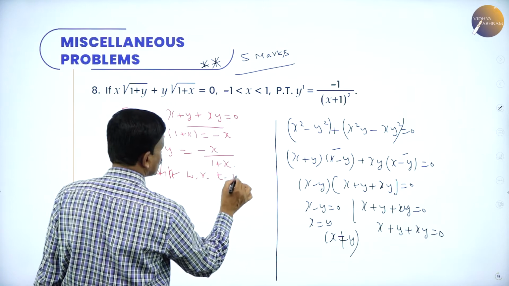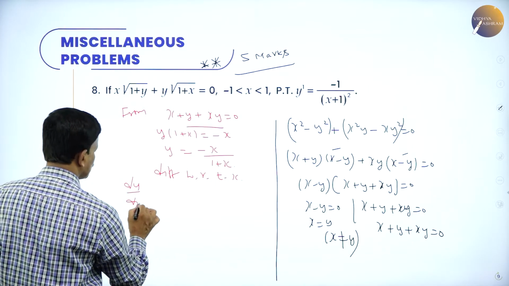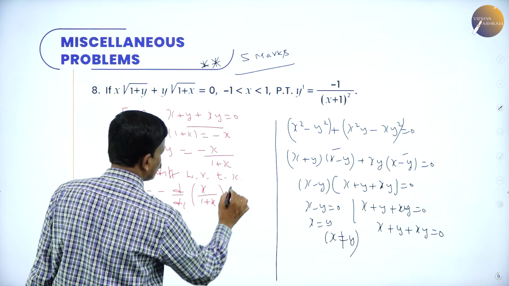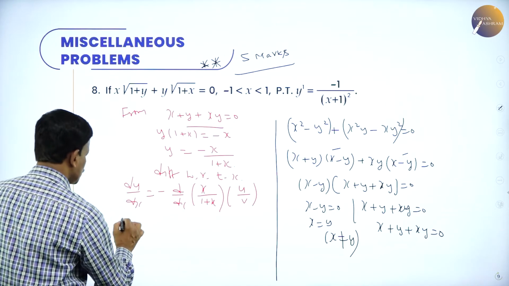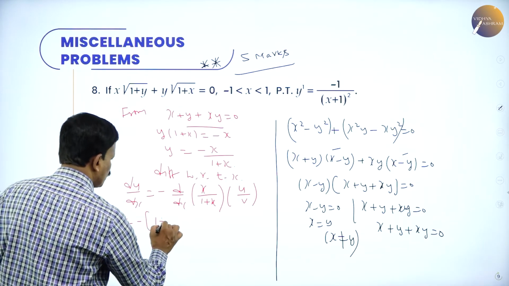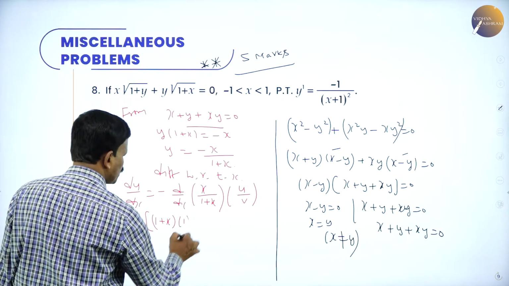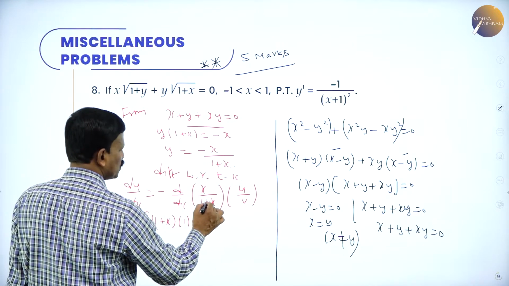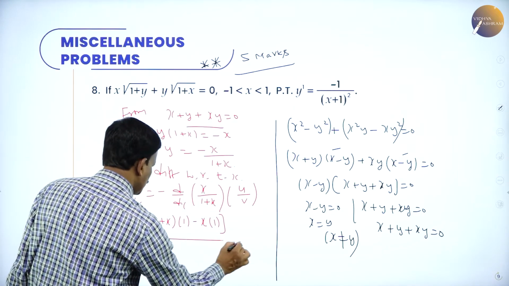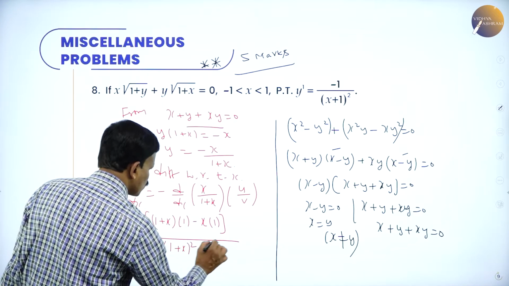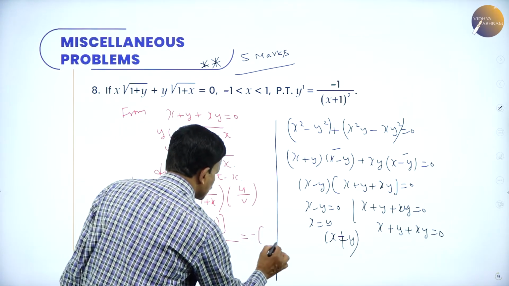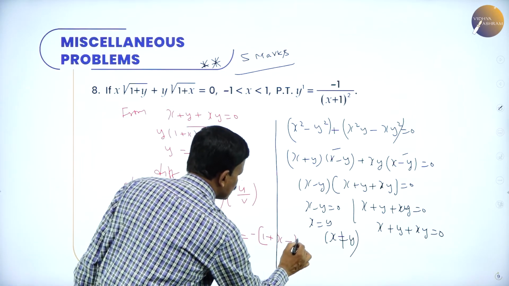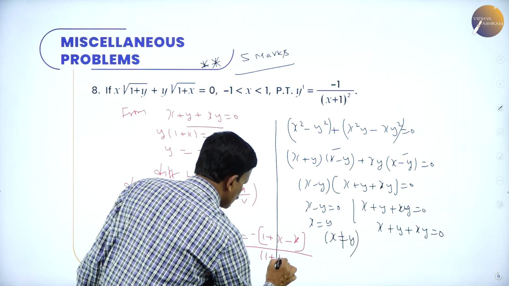Differentiating with respect to x on both sides, dy by dx is equal to minus d by dx of x by 1 plus x. This is of the form u by v, quotient rule. This can be written as denominator 1 plus x into differentiation of numerator x, which is 1, minus numerator x into differentiation of denominator 1 plus x, which is 1 again, whole divided by denominator square, 1 plus x whole square. Simplify this. Minus as it is. If you simplify, 1 plus x minus x, whole divided by 1 plus x whole square.